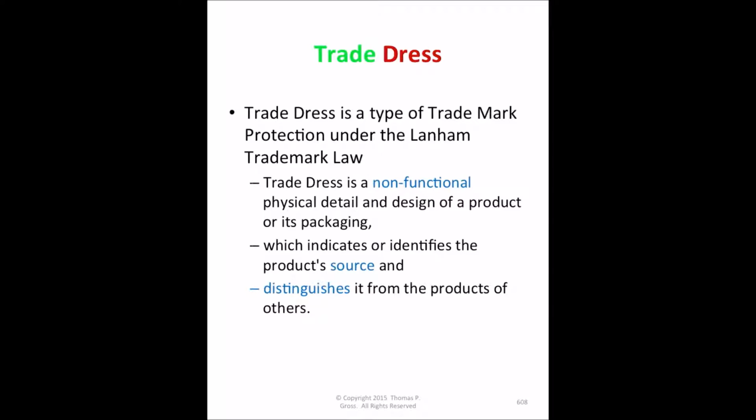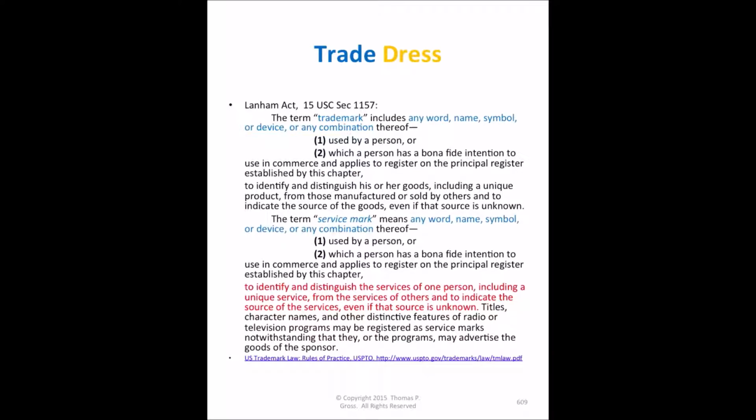Trade dress is a type of trademark, and it identifies physical details and design on a product or packaging which is not functional. It cannot be functional. It is something that is used to dress up the product, to identify the source of the product and distinguish it from other products. And it can be a word, name, symbol, device, or combination. And the same thing for a service mark: to identify and distinguish the services of one person, including a unique service, from the services of others, and indicate the source of the services, or to identify the goods. So the identical language.